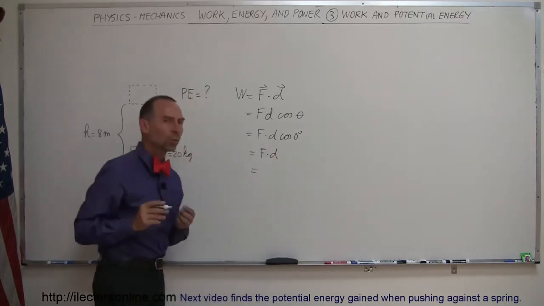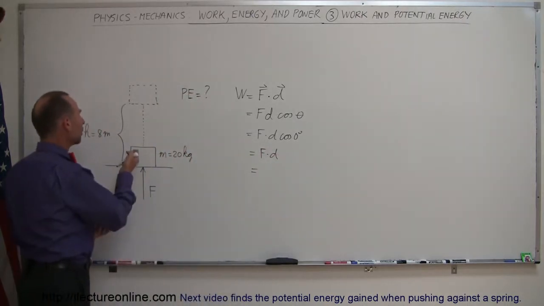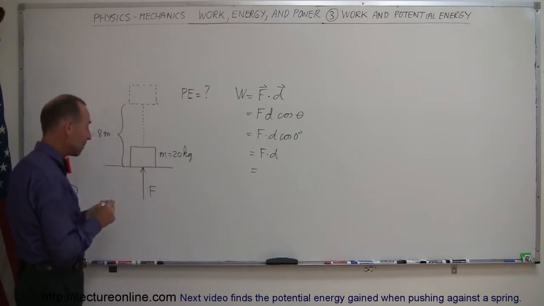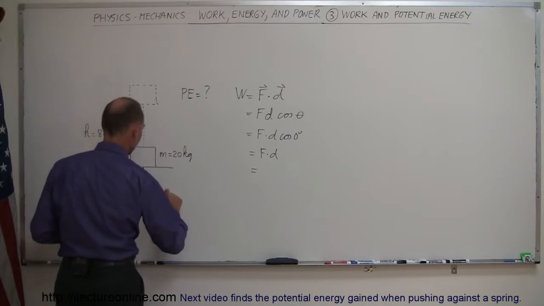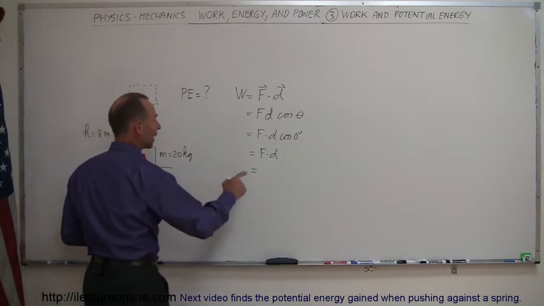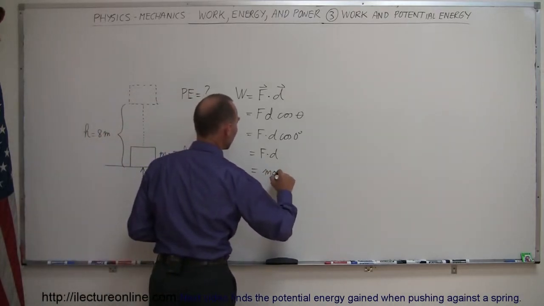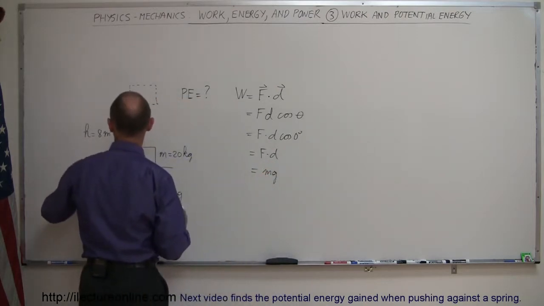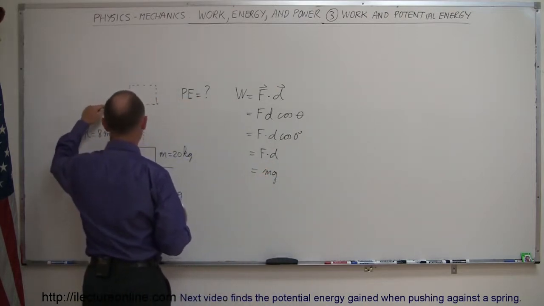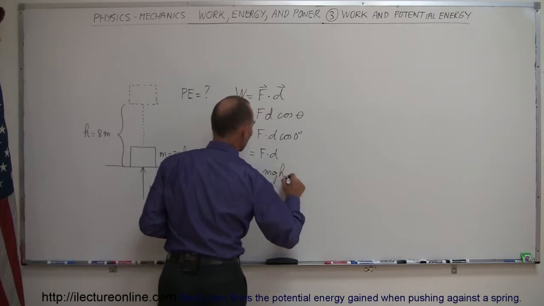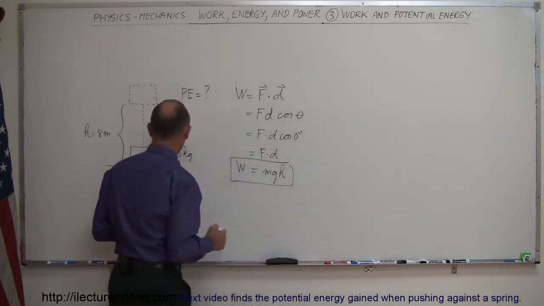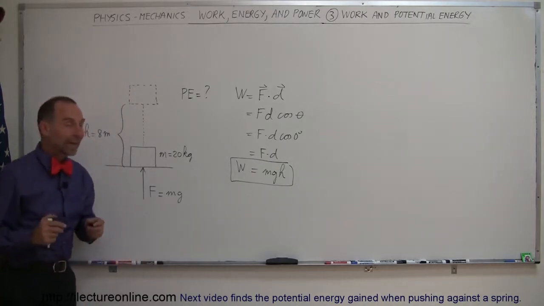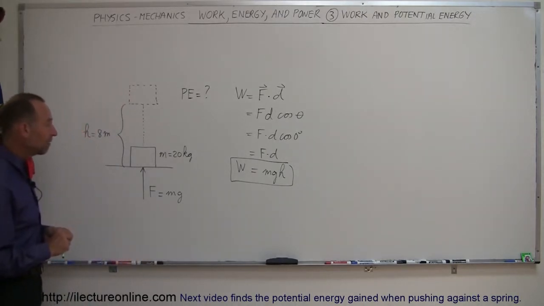Now, how much force is required to move the block upward at a constant speed? That means the force must be equal to the weight of the object, so that must be equal to mg. The displacement is equal to the height of the object when we're done, so it would be mgh, and that is the work done to move that block up a height of 8 meters against the force of gravity.